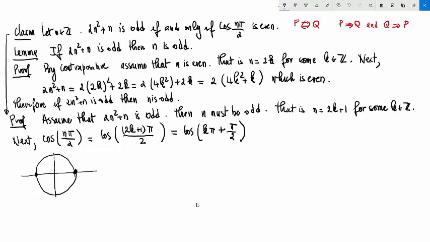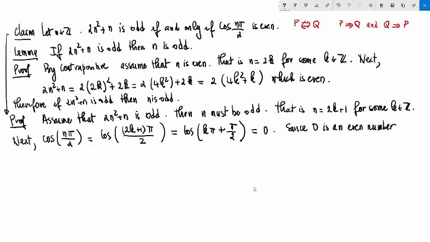And so if I start with k pi, which is here, and I add pi over 2, I'll be there. If I start with k pi, if k is even, if it's here, and I add pi over 2, then it's there. So in either case, the cosine of k pi plus pi over 2 is always 0.